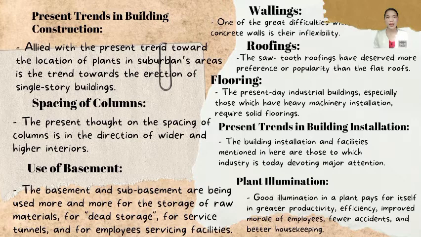It does not imply, however, that a multi-story building is no longer in demand. On the contrary, for light manufacturing and where the gravity flow principle can be utilized, it still has a definite place in the list of industrial structures. Typical of other recognized trends in building designs and construction are those pertaining to the spacing of columns, the utilization of basements, and the construction of walls, roofs, and floors.